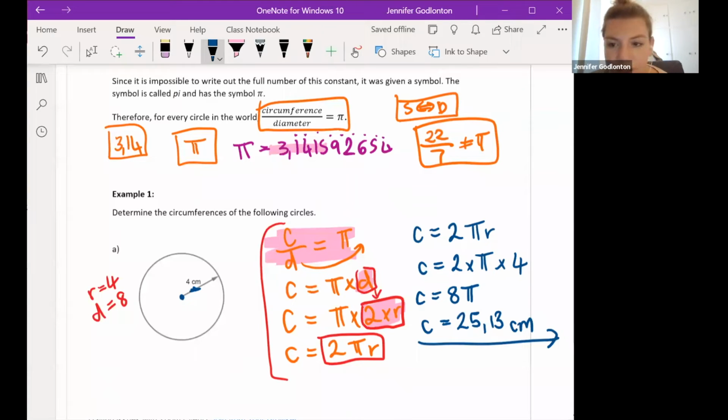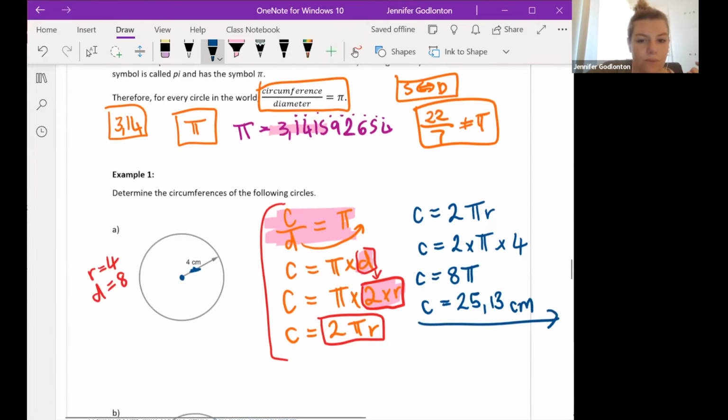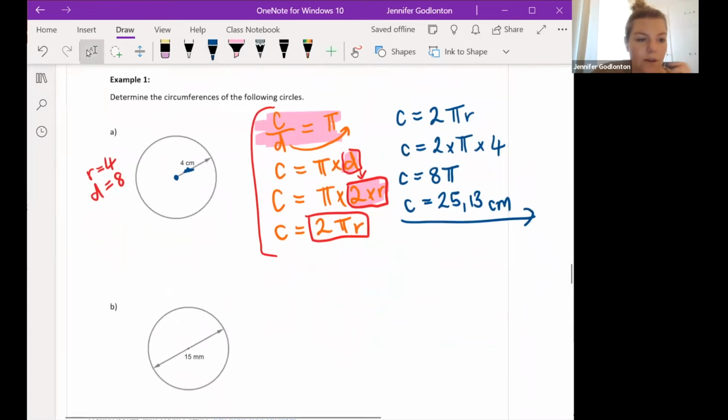If you have questions about understanding where the circumference answer has come from, please pop them in the chat or pop your hand up so that we can talk through it. All right.